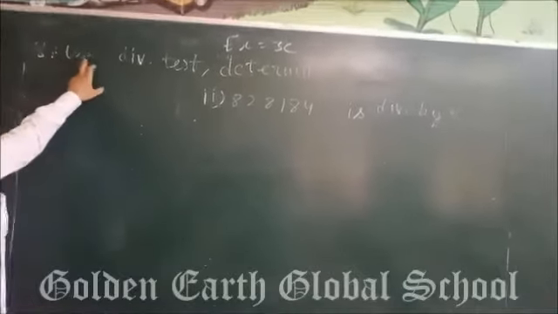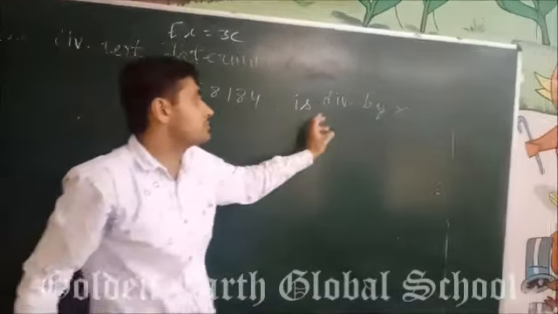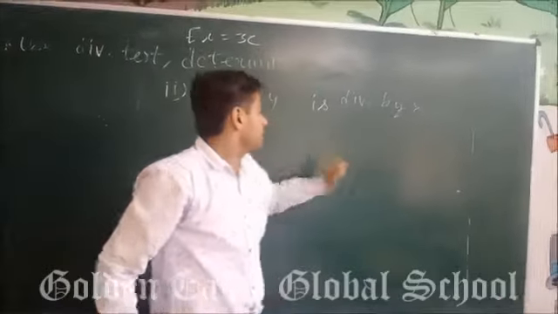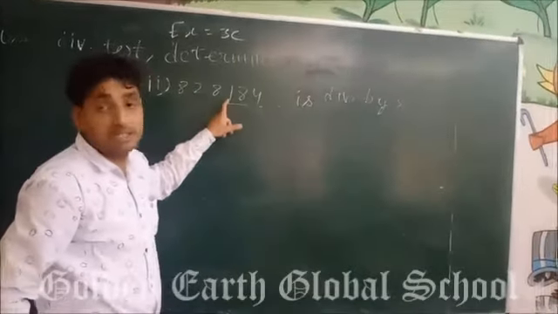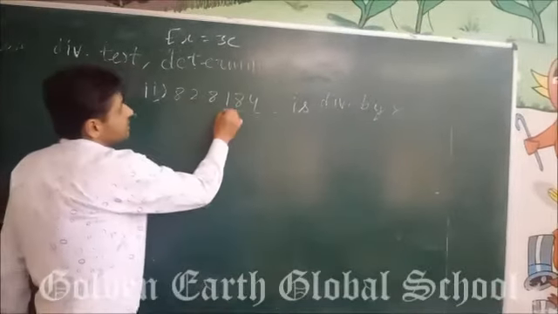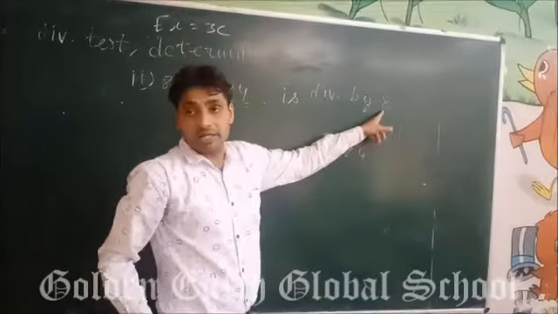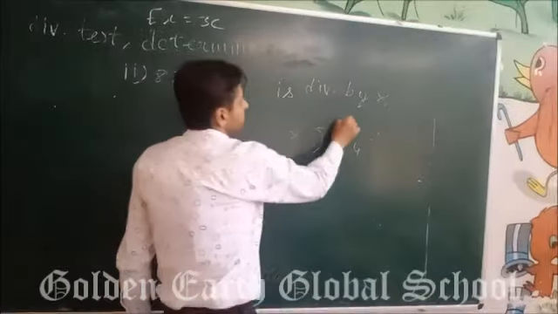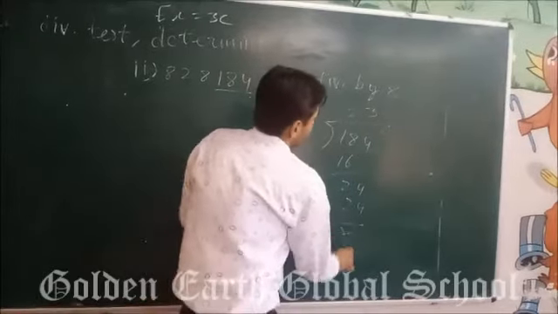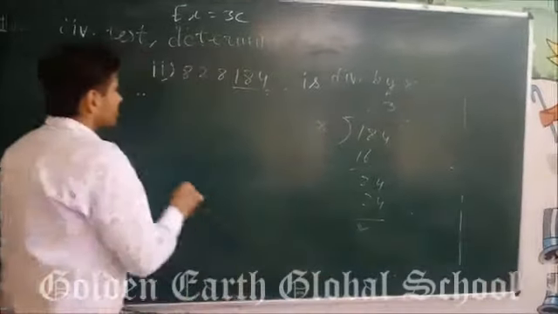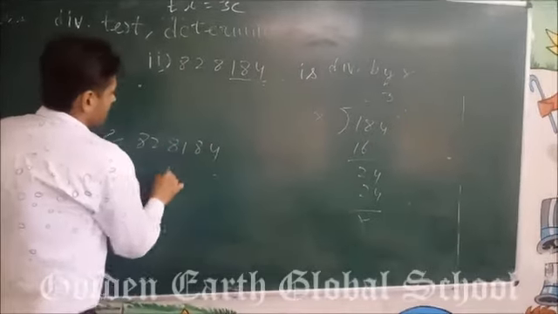Look at the eighth question. Use divisibility test to determine whether 828184 is divisible by 8. In this divisibility rule, look at the last 3 digits: the unit, tens and hundreds place digits. 184. Check whether 184 is divisible by 8. 8 2s are 16, 8 3s are 24, so it is divisible by 23. So 828184 is divisible by 8.